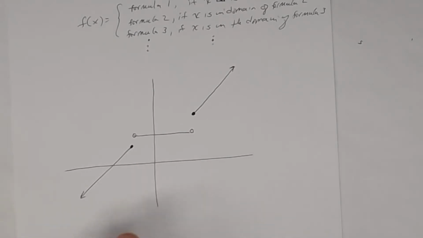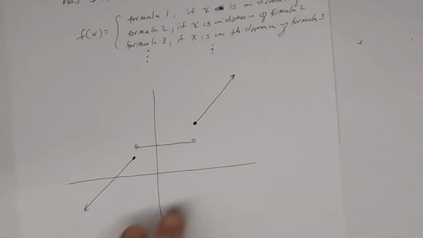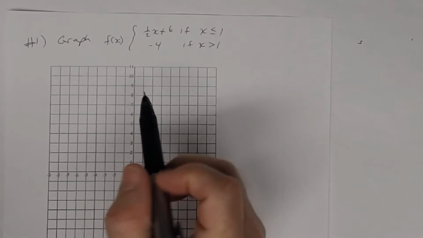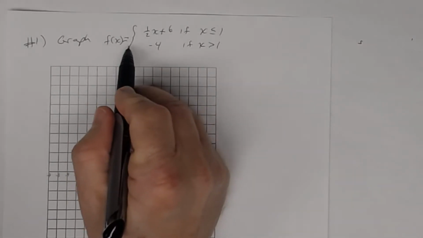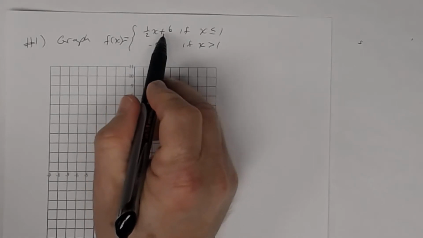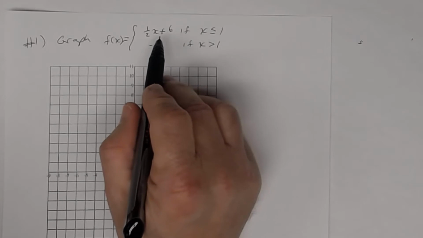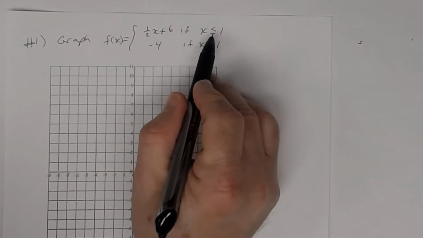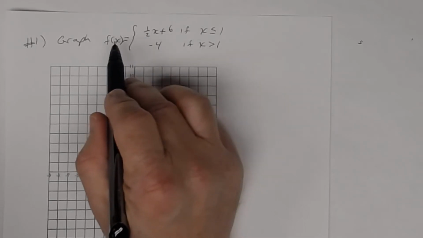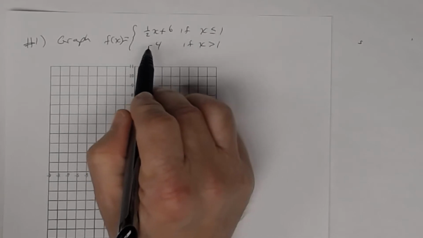It's not that difficult. It's fairly easy to deal with. So let's look at number one. You want to graph this function, and I should put an equal sign here. This function has two parts to it, and the part that you use is based on the domain for that piece. If I use any real number less than or equal to 1, then I'm going to use this part of my function. If I use any real number greater than 1, then I'm going to use this part of my function.